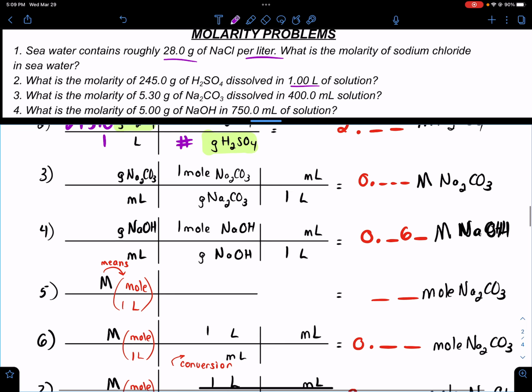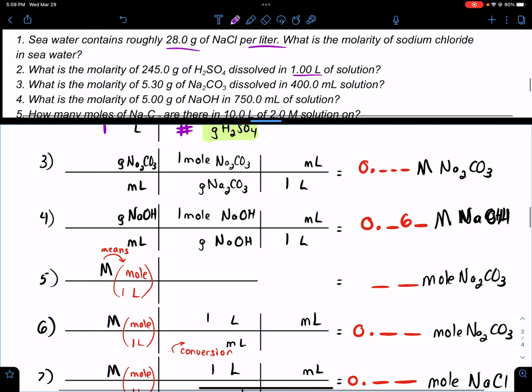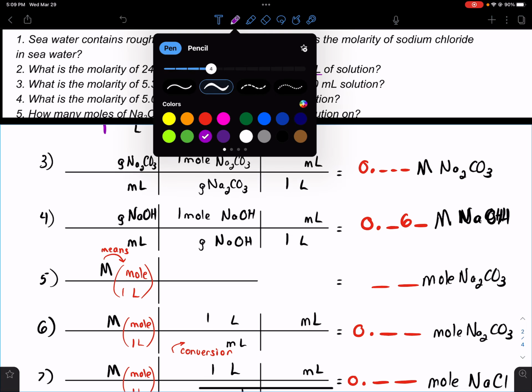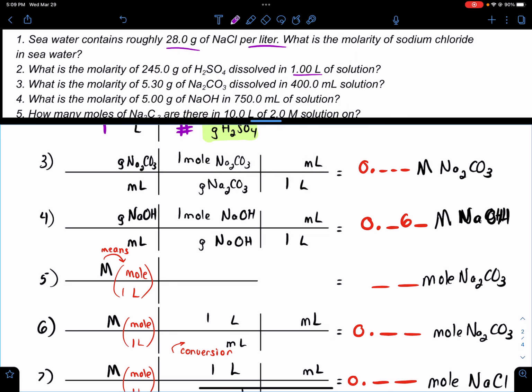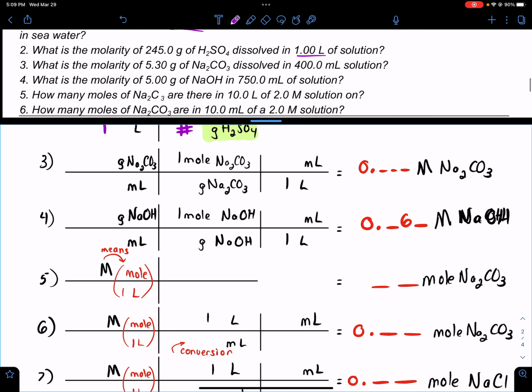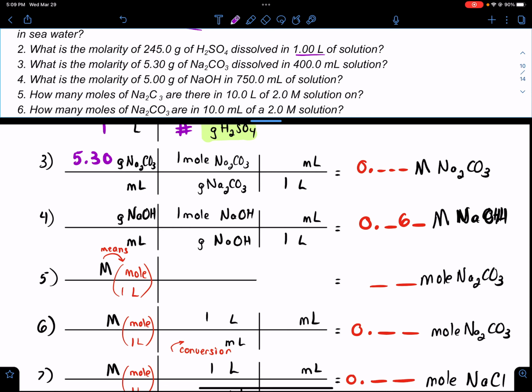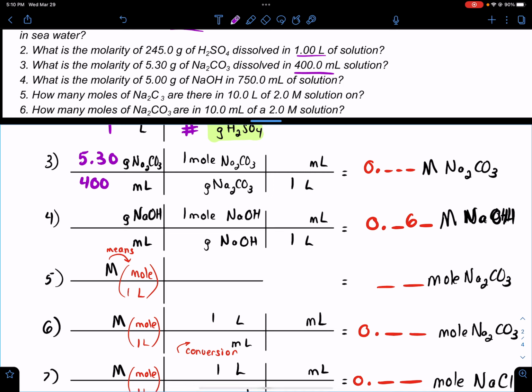Let's go to number 3. You're going to see something just a little different here with number 3. So let's start it out. You put the mass on top. It says 5.3 grams. So we put 5.30 grams. And you notice on the bottom I have milliliters because you don't have a liter of solution. You only have 400 milliliters. So we'll put 400 milliliters down here at the bottom. All right, just like before, you have to have moles on top, liters on the bottom. You don't have either one of them.